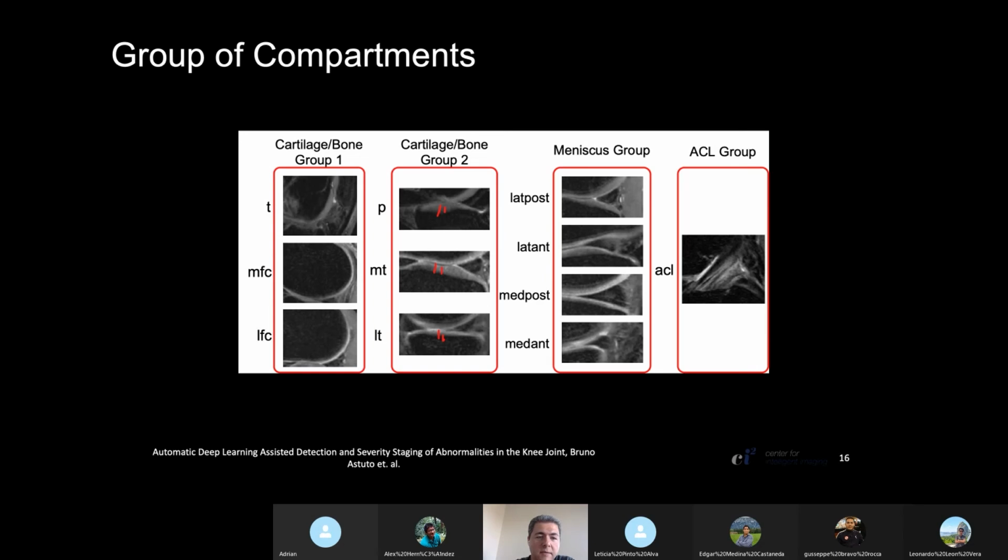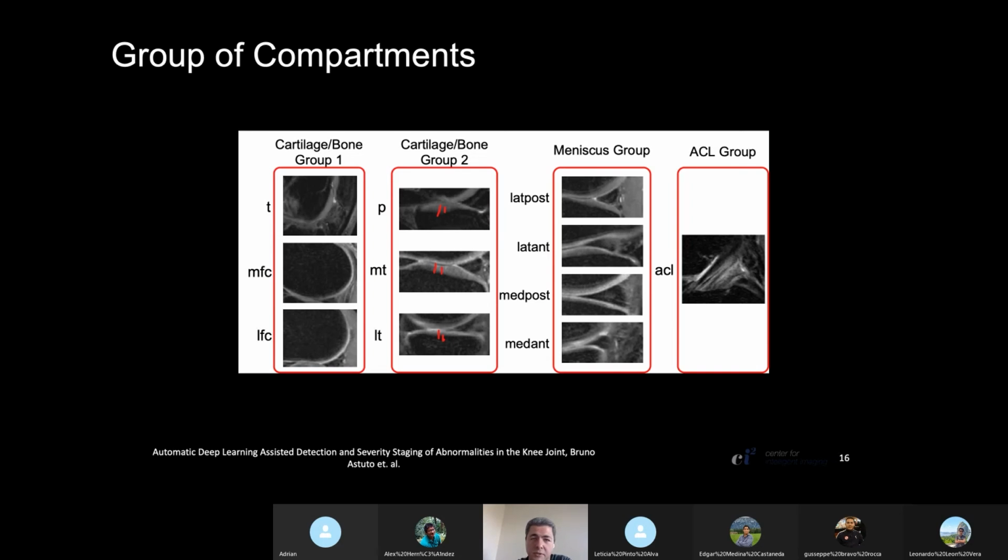I did the same for trochlea, medial femur and lateral femur, and all the meniscus horns. I took the meniscus horns, flipped them, and made the lateral and the medial meniscus, the anterior and the posterior meniscus, face the same way, so that the features of the lesions would be similar. And the ACL, the ligament, it's a very different structure. We could not combine it with anything, so we trained the ACL separately.